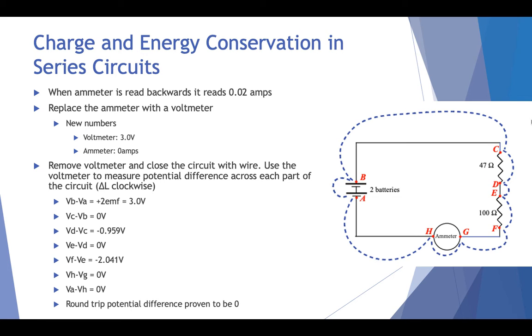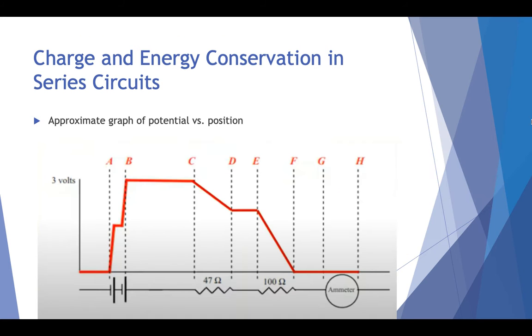And when I replaced the ammeter with a voltmeter, the new number for the voltmeter was 3.0 volts and the ammeter was 0 amps. Then I removed the voltmeter and closed the circuit with a wire, and used the voltmeter to measure potential differences across each part of the circuit, and those are listed below. And then I found out that the round-trip potential difference was 0, as it should be.